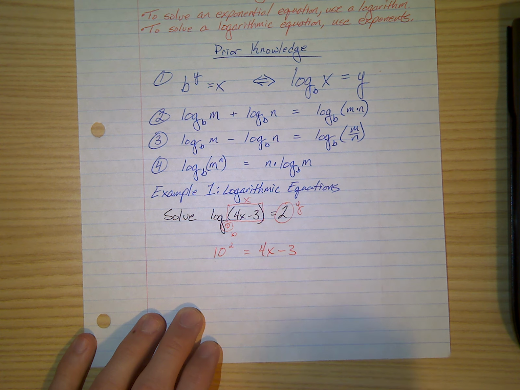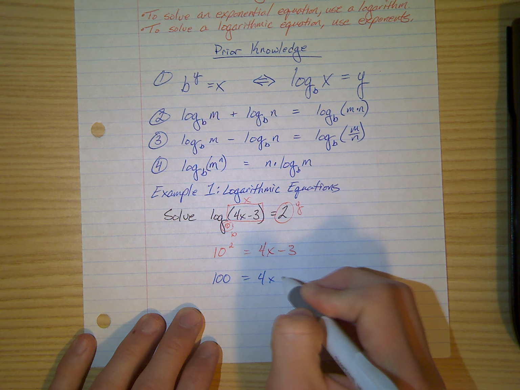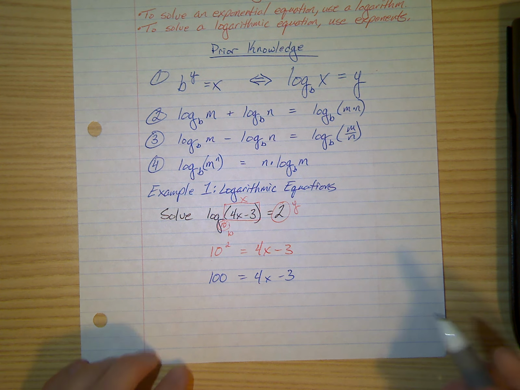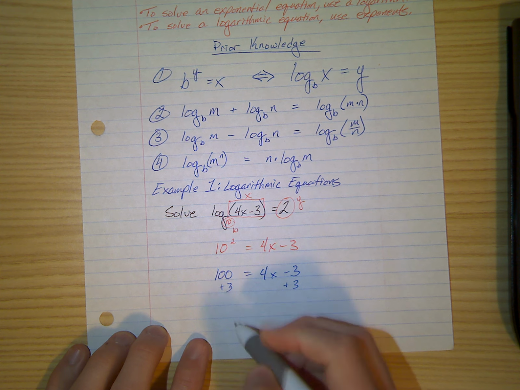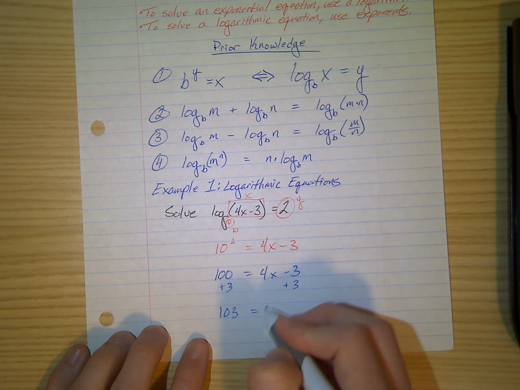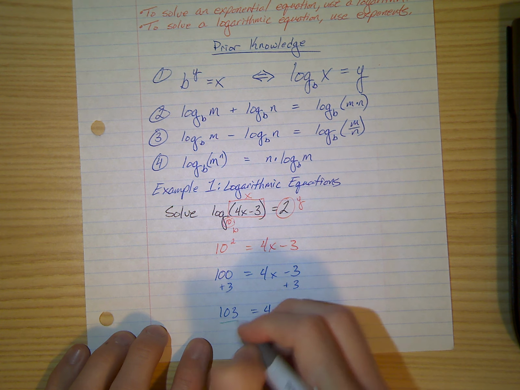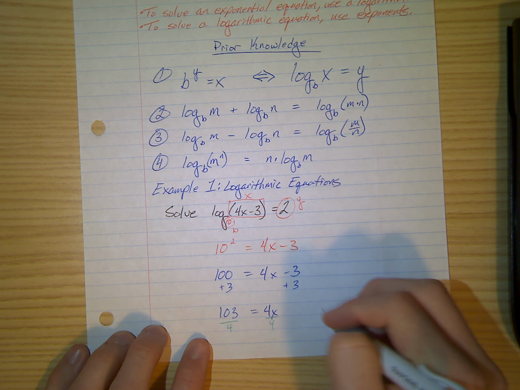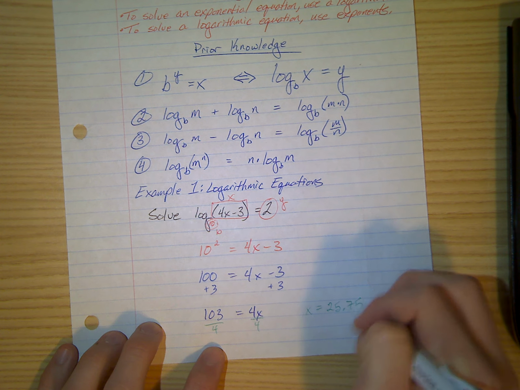Well, that's easy enough to do. 10 to the second power is 100, equal to 4x minus 3. Now it's just a linear equation. Pretty straightforward. What we do from there, you just add the 3 over. You're left with 103 is equal to 4x. Dividing by 4, x is equal to 25.75.